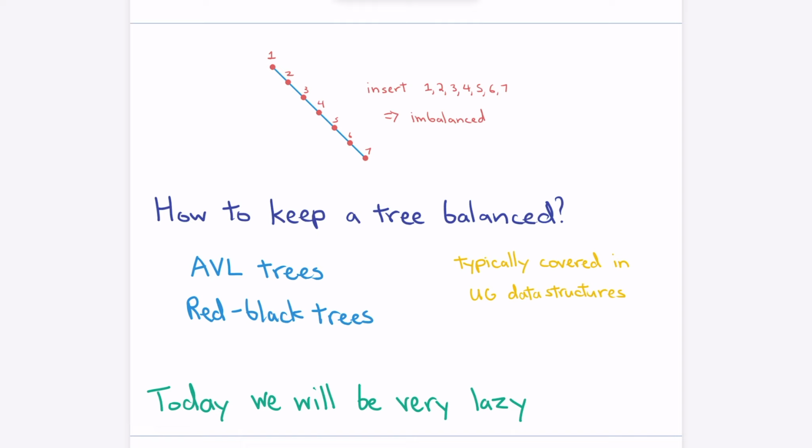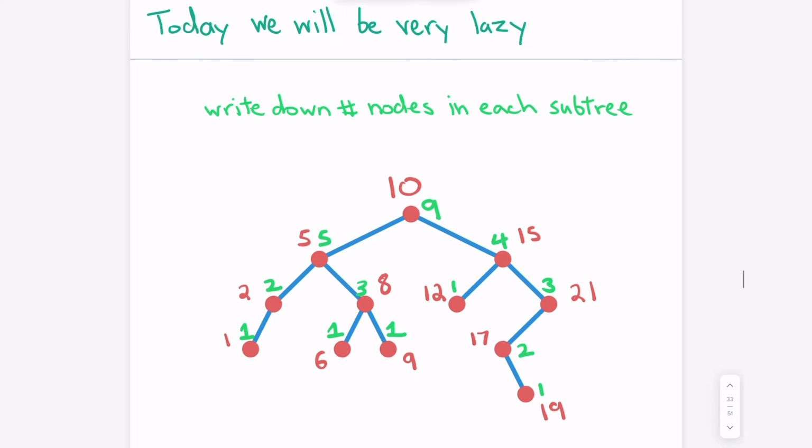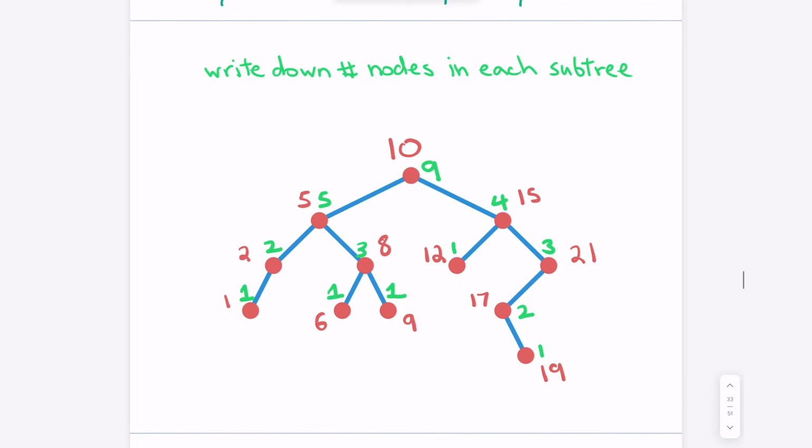So I'm going to suggest something that's incredibly lazy. We're going to do something like before. I'm going to write down the number of nodes in every subtree. So I'll keep track of the counts.